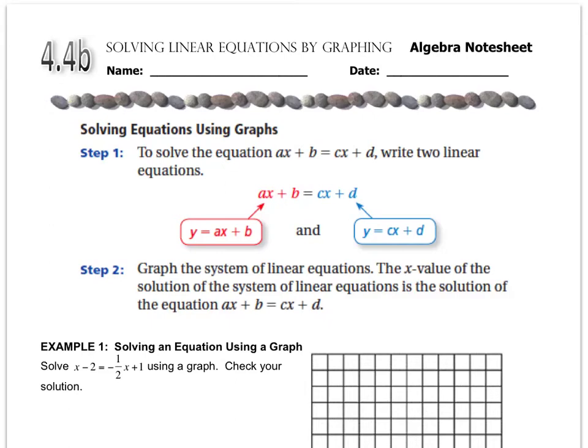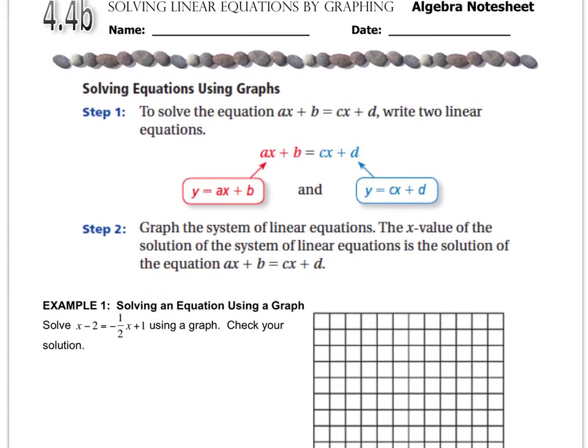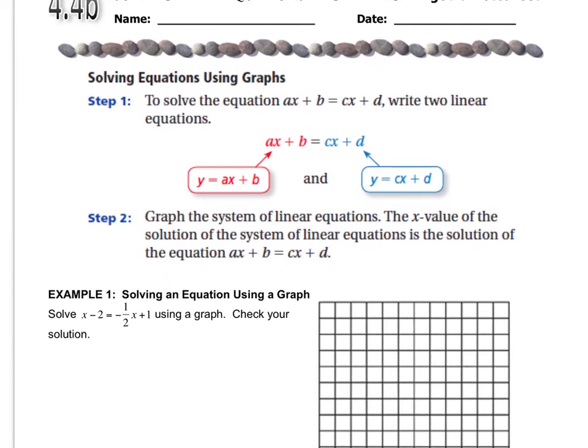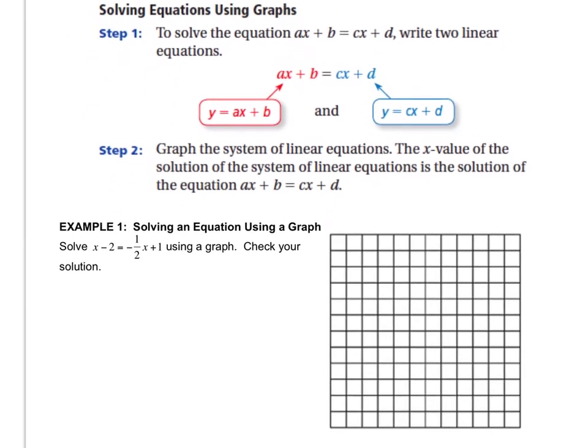When we had variables on both sides of equations back in chapter 1, we did it by solving them algebraically, by doing it all with variables and inverses and all that kind of thing. What I want to show you in this lesson is how to solve the variables on both sides kind of equation by using graphs. So let's check out example 1.